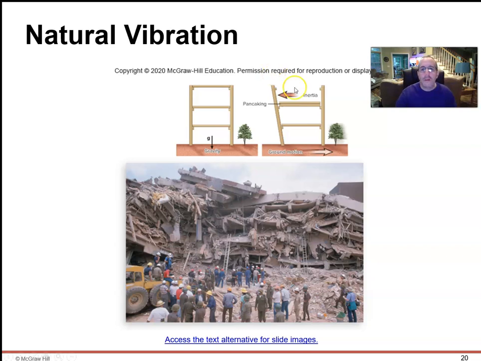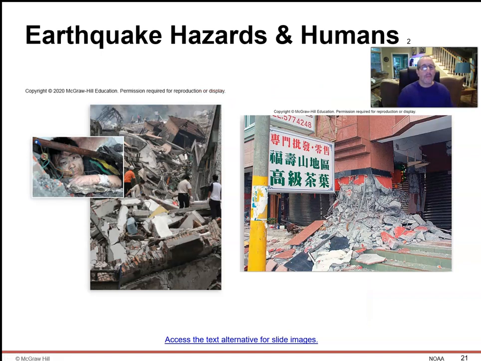Again, another example of this, how the buildings start to sway. And once that swing starts, as long as that shaking continues, it kind of feeds on itself. It kind of produces its own energy, and it'll continue to sway and sway and sway until it becomes very unstable or comes down completely, like this fairly large building came down completely on itself.